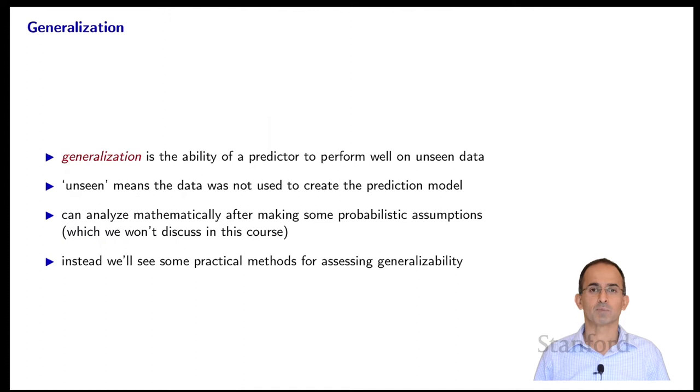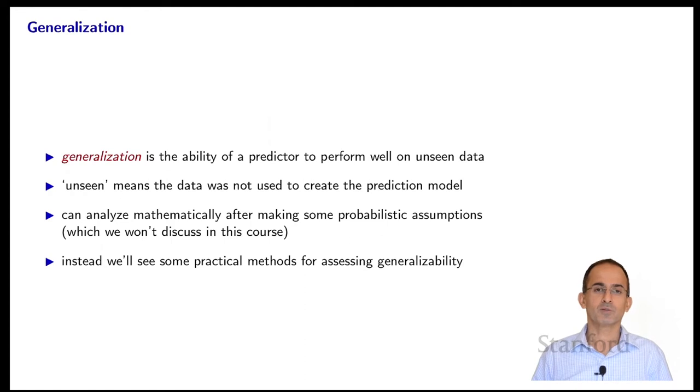Suppose we have a predictor and it performs well on the data set that we use to train it. Can we conclude that it's going to perform well on a data set that it's never seen before, unseen data? And if it does, that's called generalization. Generalization is the ability of a predictor to perform well on unseen data. And unseen here means that the data was not used to create the prediction model. It was not part of the learning data set. The person who developed the predictor never looked at that data when they were developing the predictor.